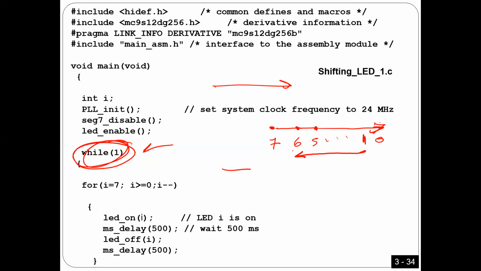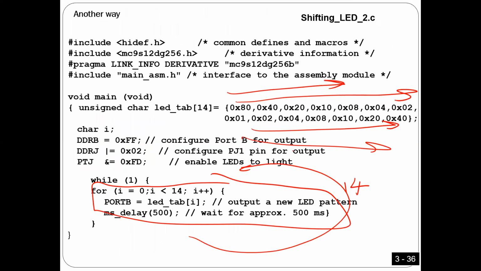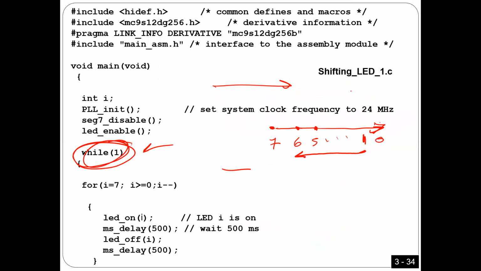Let's see how this idea is different from what I did before. Number 1, I stored the pattern I want to generate in an array, and then I took one element at a time and sent it to port B. That was the main idea before. Here is a different idea. I'm going to turn on LED 7, and then 6, and then 5, and so on, until 0. So I'm going to go all the way from 7 to 0, and then when I come back, I'm going to come back from 1 to 6, and then I'm going to repeat again.